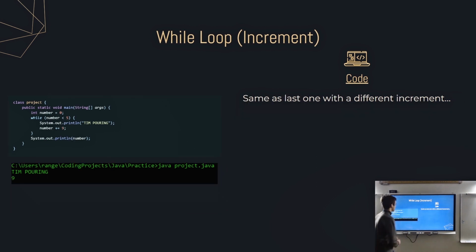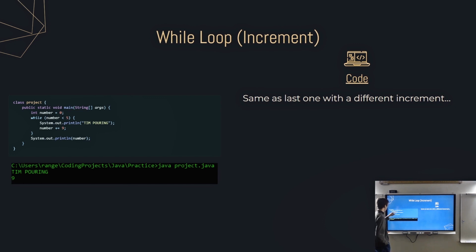So and then here's another one. Same as the last one with a different increment. Instead of saying plus 1, we're saying plus 9. So in this case, plus equals 9. As you can see, it prints "temporing" and then 0, because the first time it has a value of 0, right? Less than 5, which is true.